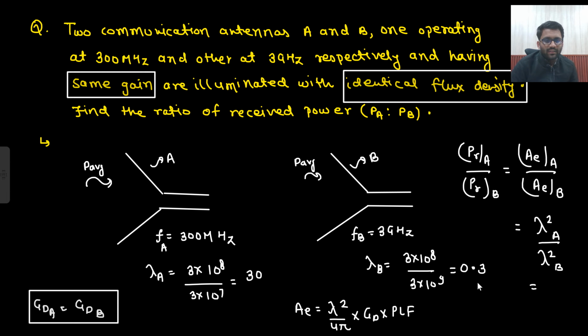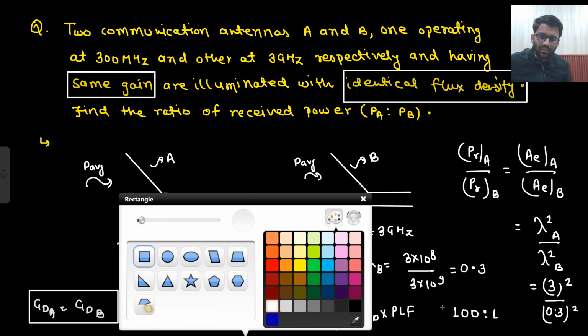There was a small error here. Here it would be 3 into 10 to the power 8, so this will be 3 only, and this is 0.3. So what is my lambda A? 3 square divided by 0.3 square. What will be the answer? This will be 9, this will be 0.09, so the ratio would be 100 to 1. The answer would be 100 to 1. This will be the correct answer.